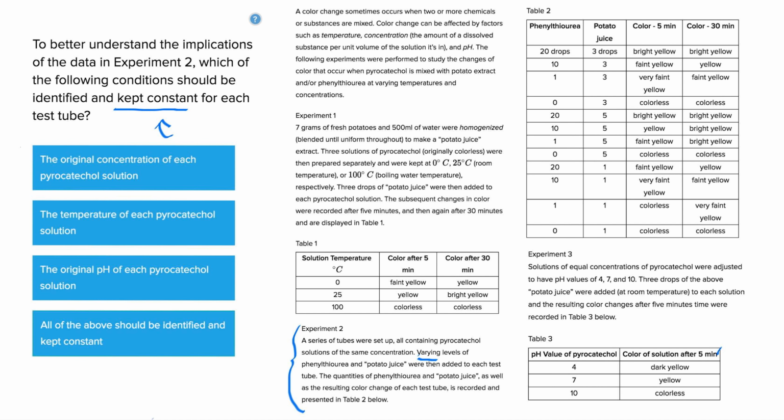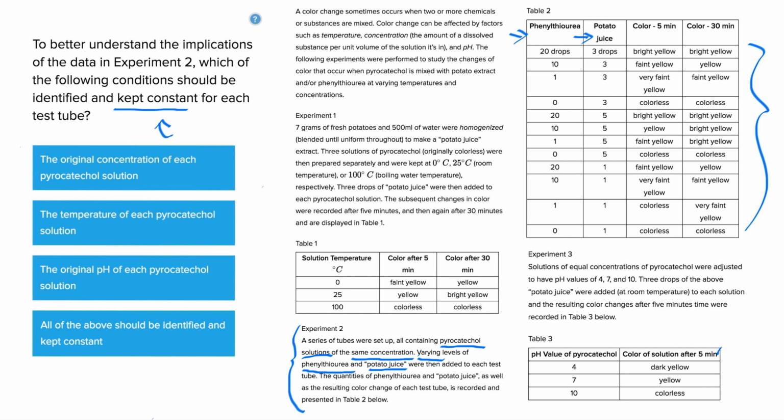Okay, so if those are varying, and then it says up here that the pyrocatechol solutions are of the same concentration, it seems like we've got these two things that are changing and one thing that's staying the same. I'm just going to take a look at our table and see. So it looks like we have different amounts of phenylthiourea, different amounts of potato juice, and then different effects from those things. And the pyrocatechol is the same concentration.